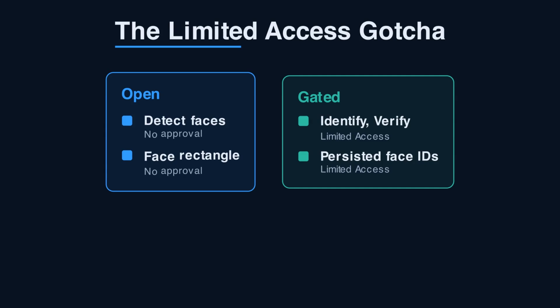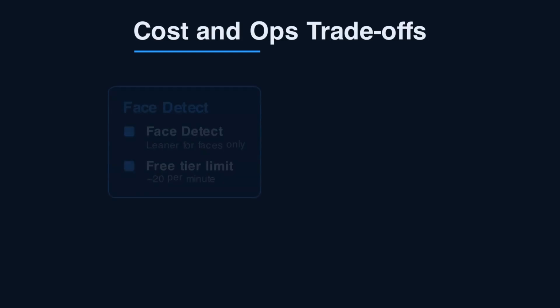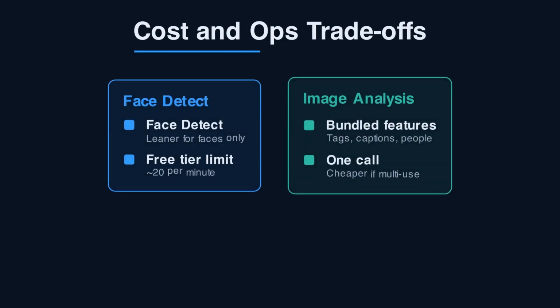Also clamp rectangle coordinates. Faces near edges can extend past image bounds. Face Detect and image analysis both bill per 1,000 transactions, roughly $1 at standard tier. The free tier caps you near 20 calls per minute. For batch blurring, that throttles fast, so plan retries with backoff.